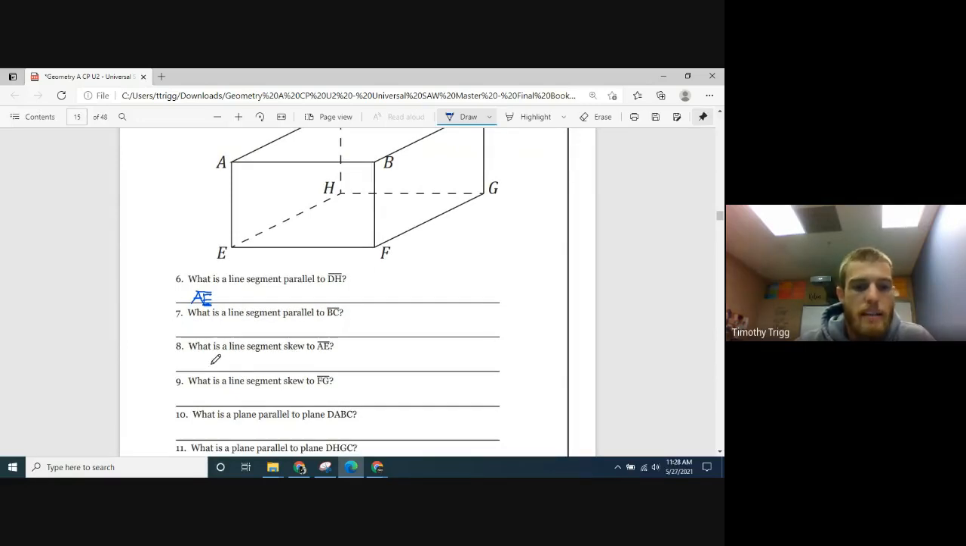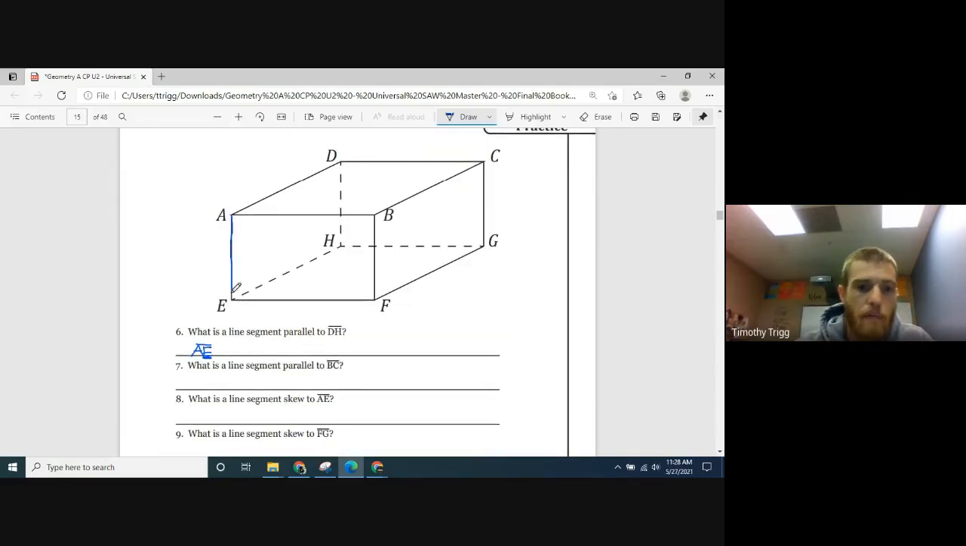Next, number 8. What is a line segment that is skew to AE? So here's AE. I want to find a segment that's skewed to it. Now, if you recall, skewed means they're on different planes, meaning they're not touching each other, but they're also not going the same way. So what would be an example of a segment that's skewed to that? Well, I could say GF. GF is correct. That's not the only correct answer. HG would also be correct, or DC is also correct. There's many correct answers. Just make sure it's not touching this segment.